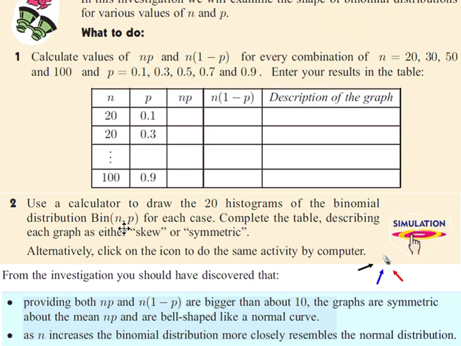So from the investigation, in summary, what we find is that when np and nq are both bigger than 10, then the graphs become more symmetric. And in general, as the value of n increases, then the binomial distribution more closely resembles a normal distribution, a symmetric curve.